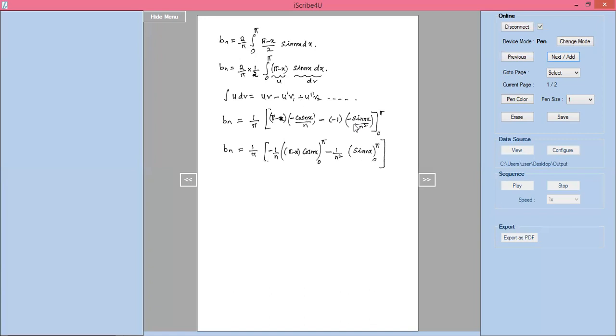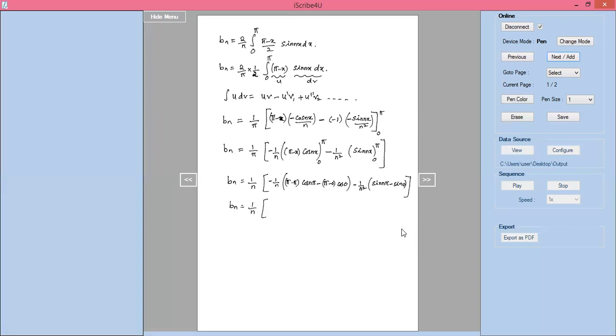Now I will apply the limits. So bn equals 1 by pi into, first the upper limit: minus 1 by n into (pi minus pi) into cos n pi, minus the lower limit (pi minus 0) into cos 0, then minus 1 by n square into, first the upper limit sin n pi, lower limit sin 0. Whenever the limits are 0 to pi, we can directly write this term as 0, but I am applying it here. From the next problem onwards, I will write that term as 0.